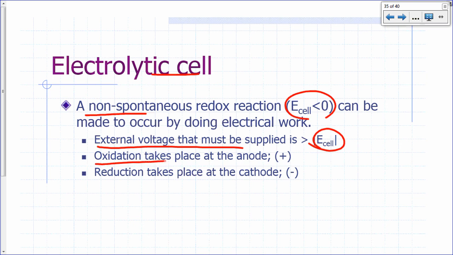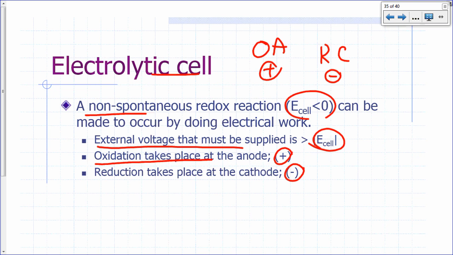And as far as terminology is concerned, where the oxidation takes place, you still refer to that as the anode. Regardless of whether it's a galvanic or electrolytic cell, oxidation is always said to take place at the anode, and reduction takes place at the cathode. Except that this time, the positive and negative terminals of your cell are switched. So we say the anode this time is positive and the cathode is negative.